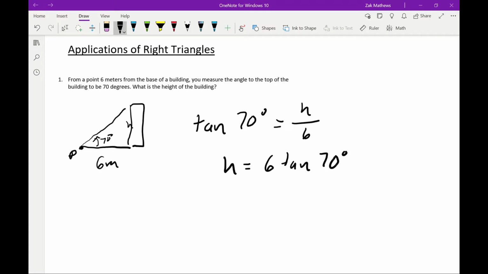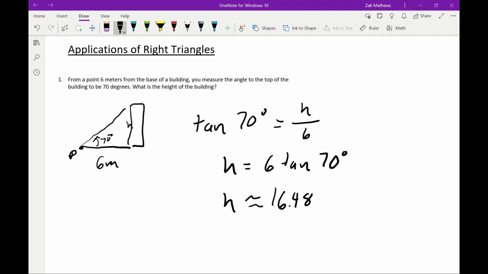So pull out your calculators and just type this right in. Now, one thing I will note, it is important to make sure that your calculator is in the correct mode. Here our angle is in degrees, 70 degrees. So it is important to make sure that you are using your calculator in degree mode. So hit that mode button and then switch it over to degrees if it's in radians or RAD. And so when we do this, we should get a height of approximately 16.48.